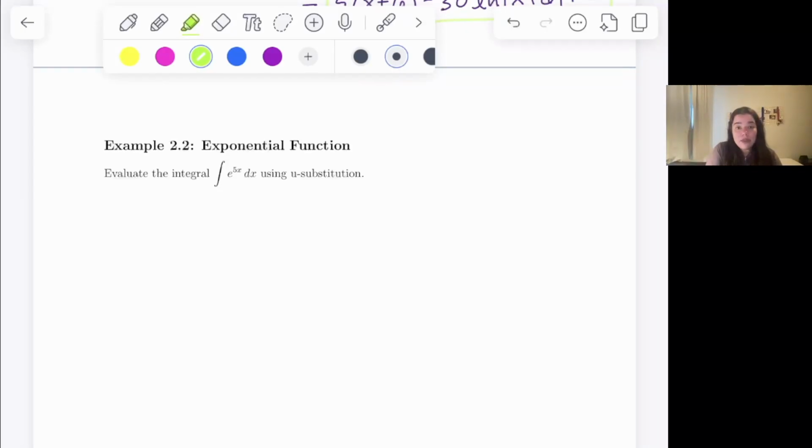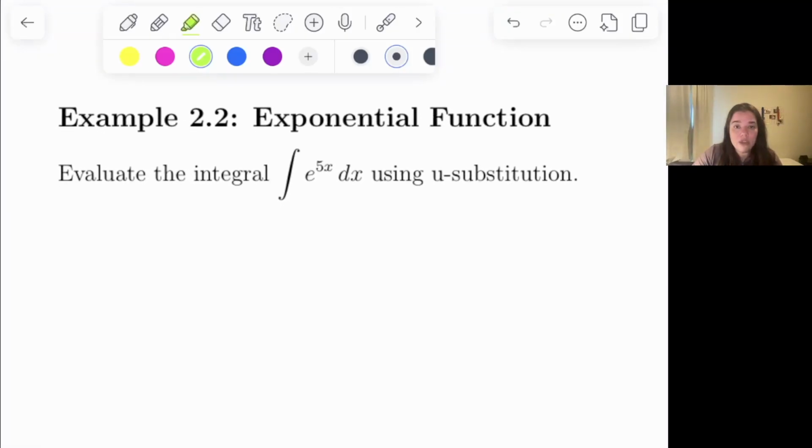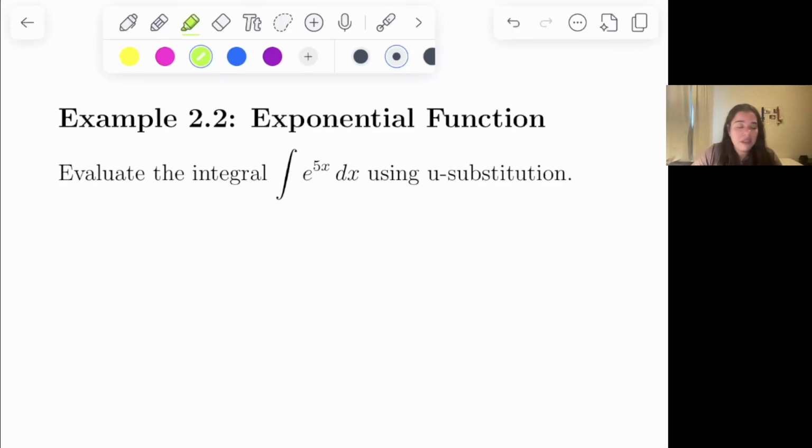Our next example, 2.2, deals with an exponential function and looks a little bit more straightforward. Again, we're told to use U-substitution, but let's say you weren't told that. How would you know to use U-substitution? Again, just a little wisdom and experience. Do you see a function and some version of its derivative? I would argue I do. 5x is my function. The derivative of 5x is 5, and that's just a constant which I can manipulate. So watch how we tackle this problem.